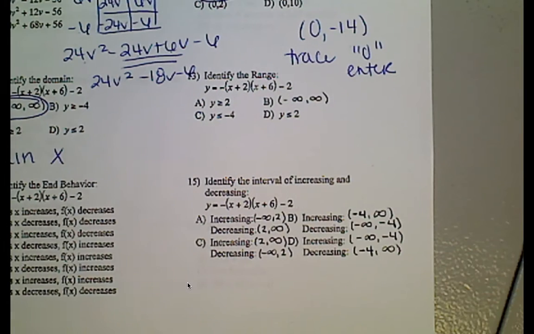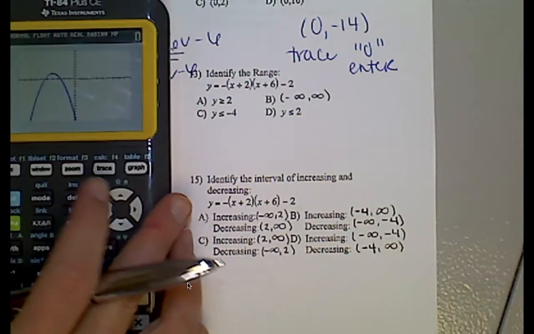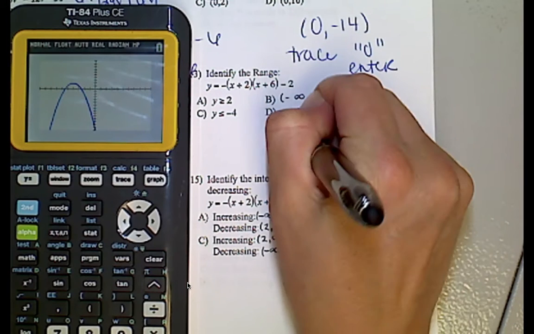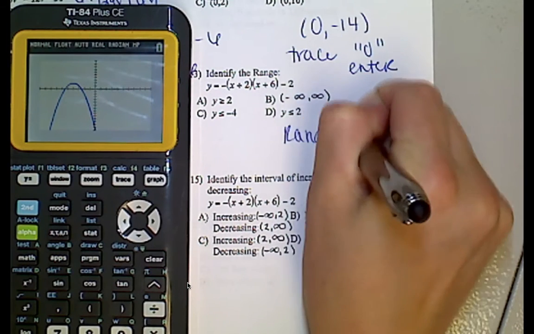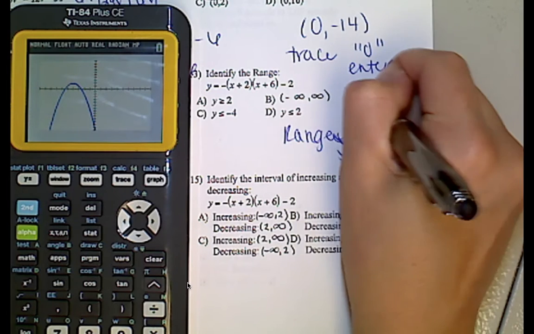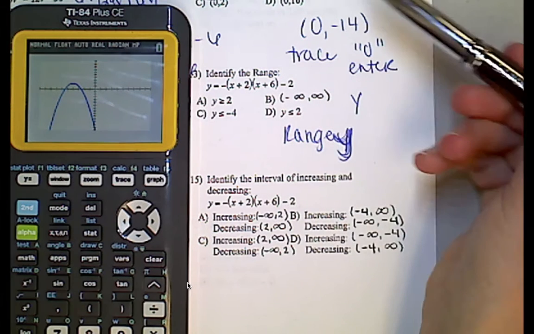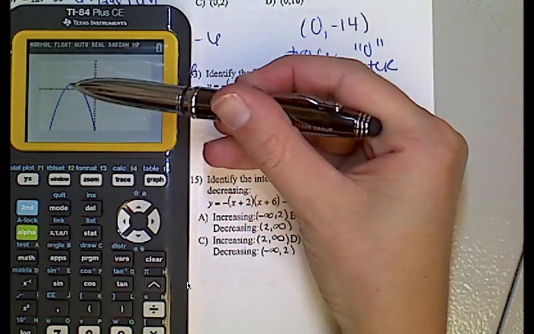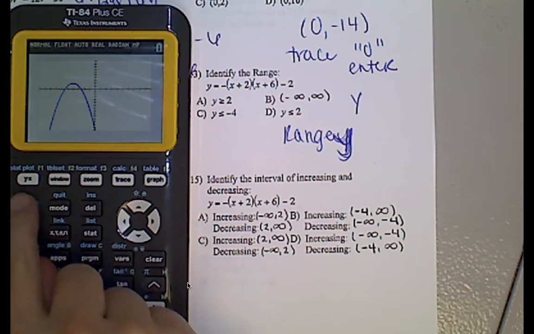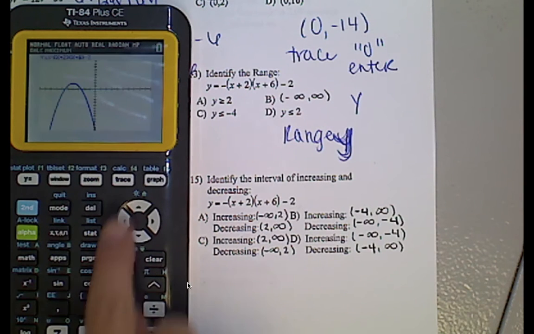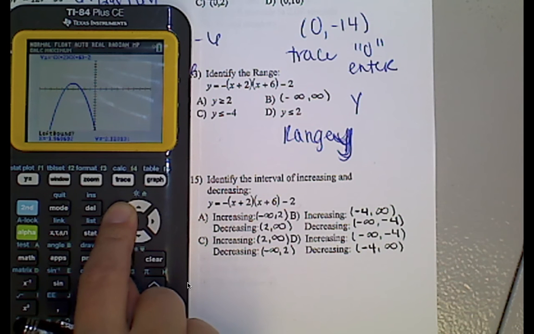Range right here, same thing. I already got it in my calculator. Range is like range e. That's how Coach Setzer says it. So you're going to have a y, and you're going to talk with your minimum or your maximum y value. In this case, we have a max. So I'm going to go second calc and find my max, option 4. Go to the left side.